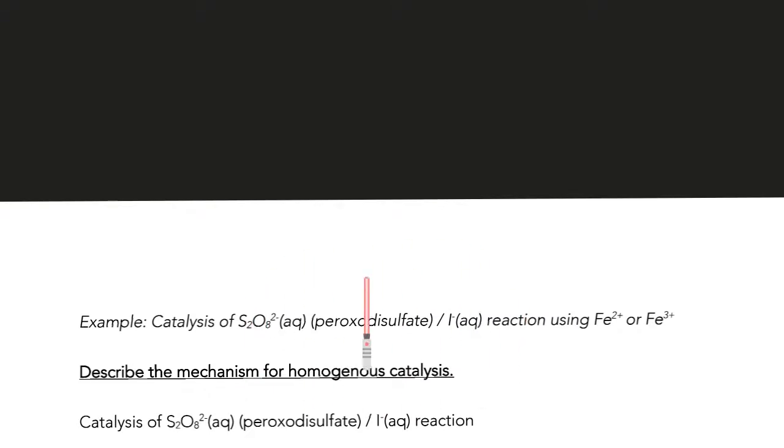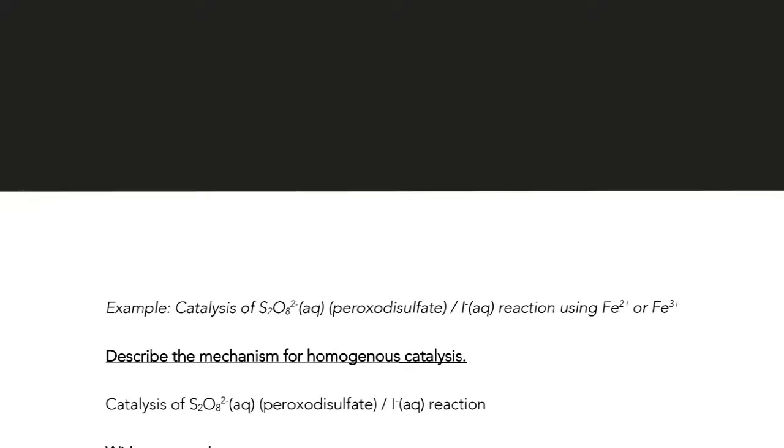As I said, you also need to know one example previously, and I'll quote it to you. This example is quite useful because it's the reaction of peroxodisulfate with iodide, using iron(II) and iron(III) as a homogeneous catalyst.